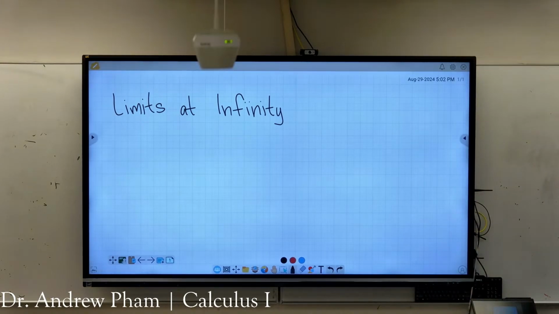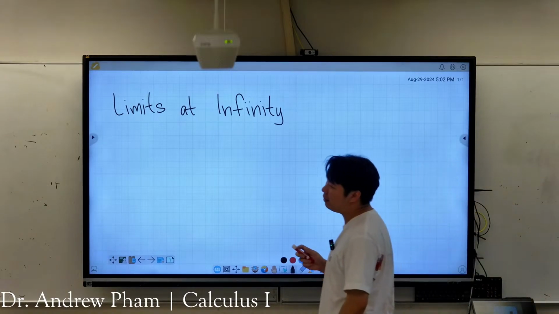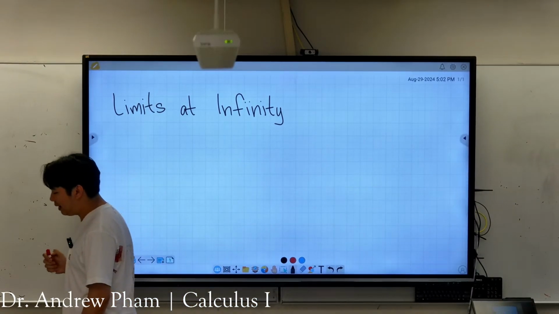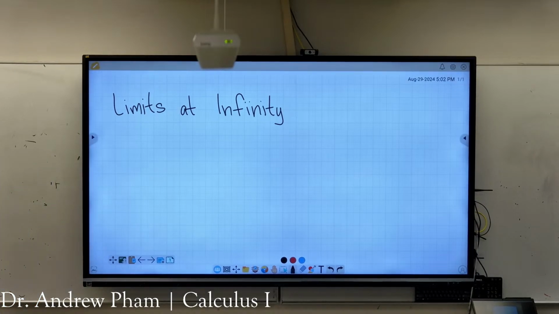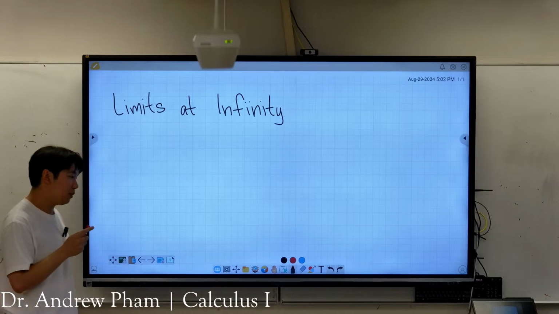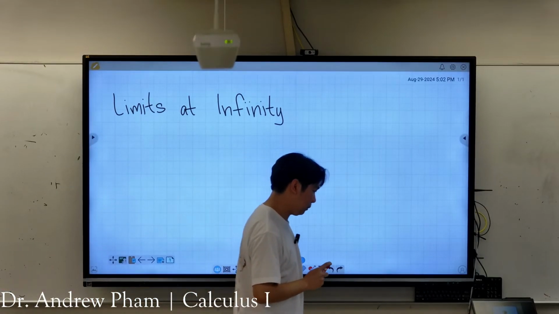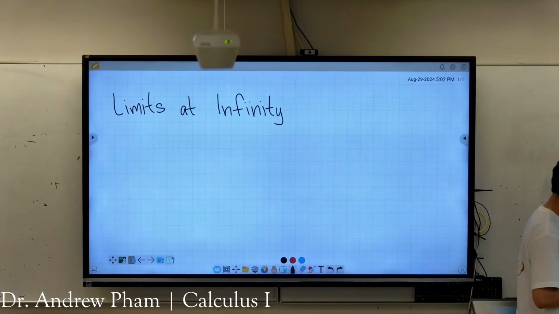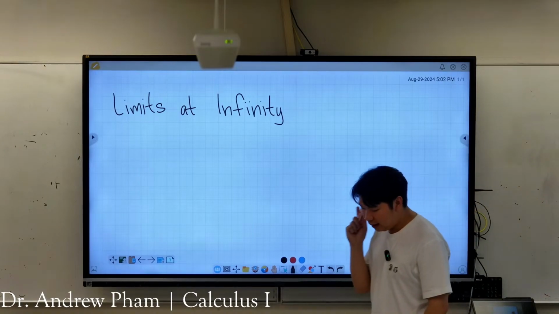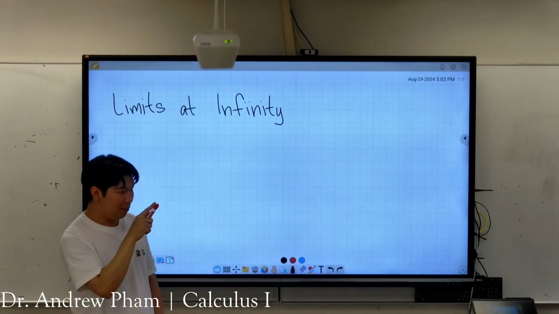First off, what do I mean exactly by x approaching infinity? What does that exactly even mean for me? Any ideas? What does it mean for x to approach infinity? Because we know infinity is not really a number. So what does that even mean? Any ideas? Any positive number? It is going to be a little bit related to something like that. We'll see in a moment.